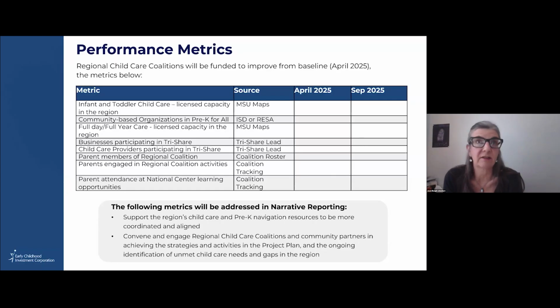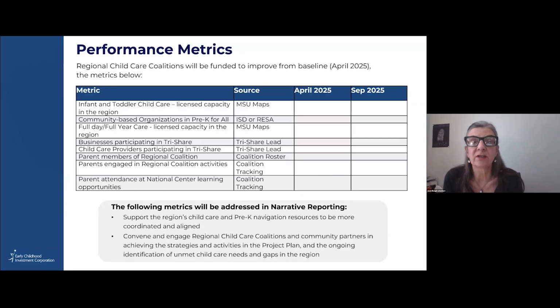We don't have specific numbers or targets that we're setting in this initial period of performance. That's something that we'll all be thinking and working on together to think about in subsequent years. Should we, can we, does it make sense to set targets?